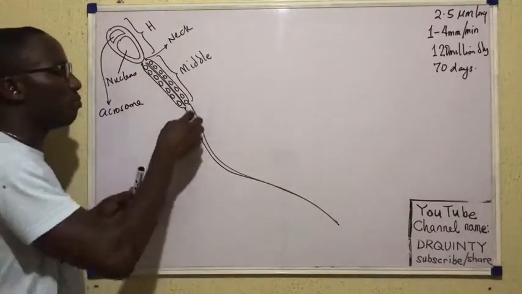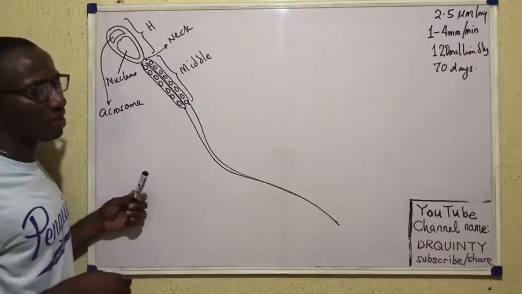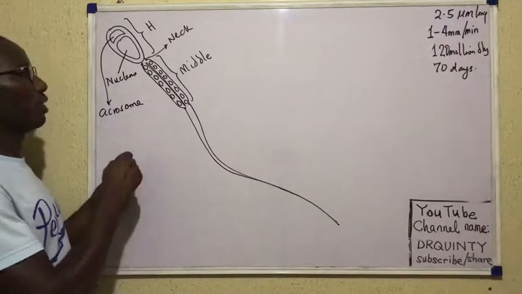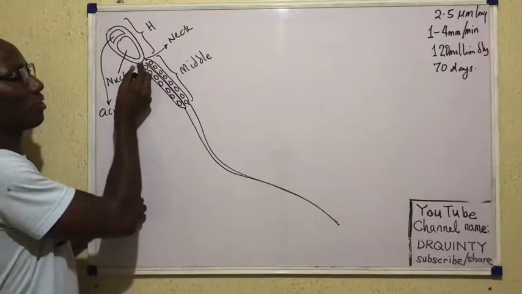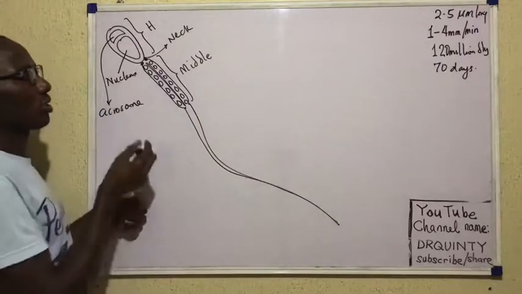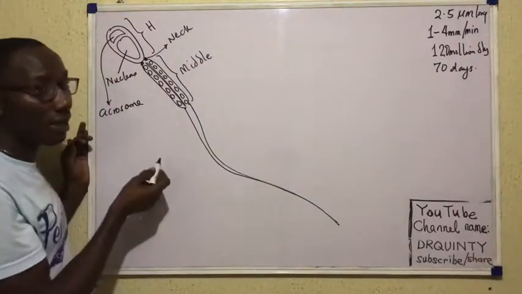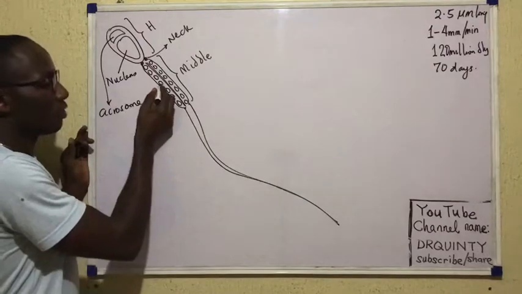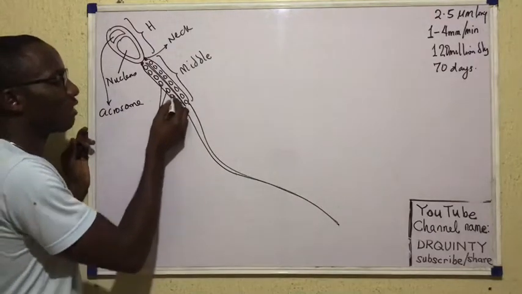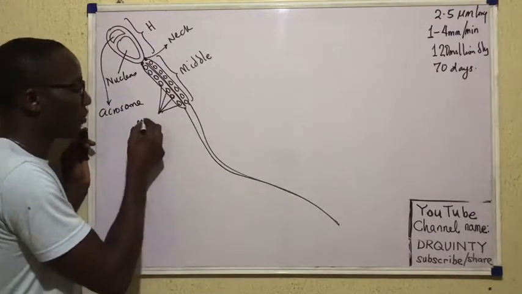Then for the middle piece of the sperm cell, before the middle piece, what we're seeing here is the neck, and you see that there are two structures there. We call them the centrioles. So there are two centrioles at the neck. Then in this middle piece, like I said before, we have a dense packing of mitochondria.